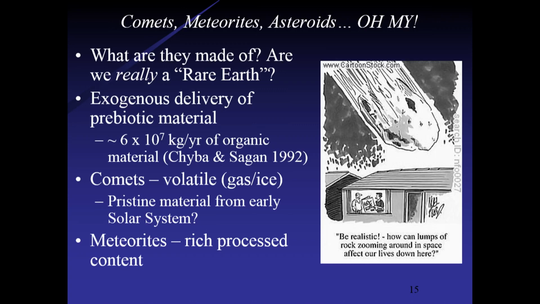So why do we care what all this stuff means? Well, there's some impact that it could have on life, delivering organics or other materials. There's all kinds of stuff that falls down on us. 10 to the 7 kilograms per year has been estimated to rain down on Earth every year. That's about 700 African gray elephants. It's a lot of elephants. And then again, what's actually pristine and what's not? What are we studying? What are we learning? And what's the chemistry we can actually extrapolate from that?